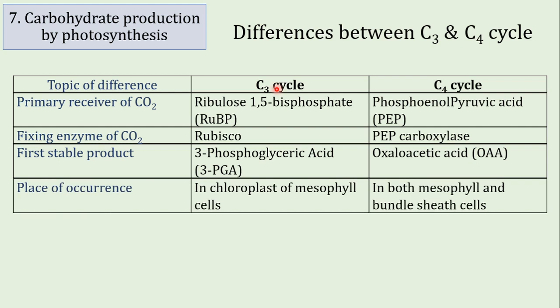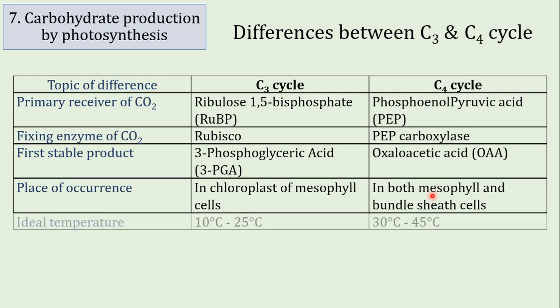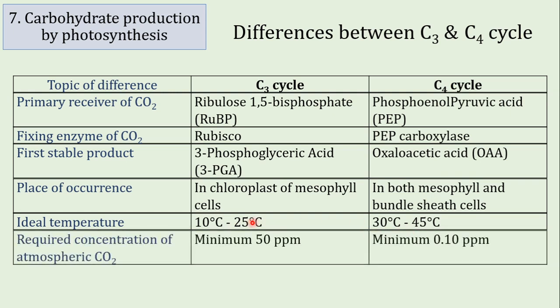In which cells does C3 cycle take place? The C3 cycle takes place in the chloroplast of mesophyll cells, but C4 cycle takes place in both mesophyll cells and bundle sheath cells. That means both mesophyll and bundle sheath cells are engaged to proceed the C4 cycle. The ideal temperature to operate the C3 cycle lies between 10 degrees Celsius to 25 degrees Celsius, while the ideal temperature of C4 cycle lies between 30 degrees Celsius to 45 degrees Celsius.